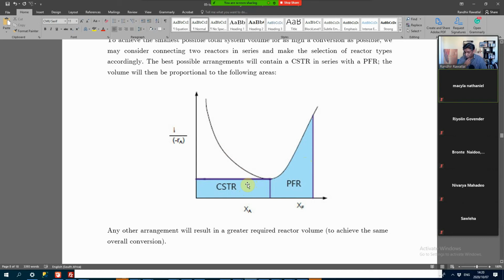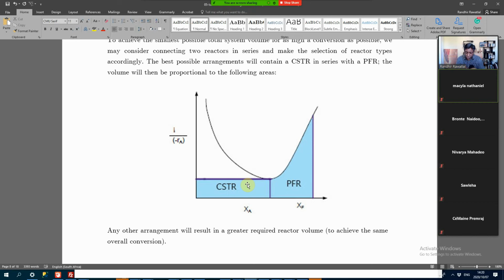So by using a combination of reactor types, you can achieve a better volume reduction. So if you like, this is the first hint that our approach to design is not such a straightforward thing. So the kinetics can actually dictate what we do in the real world, in our engineering world.